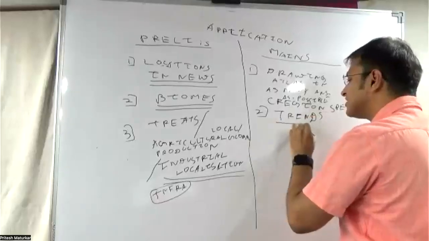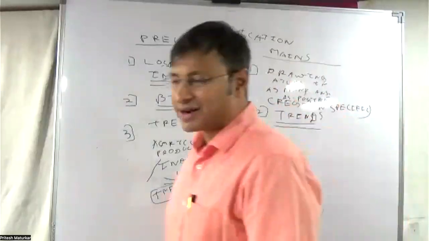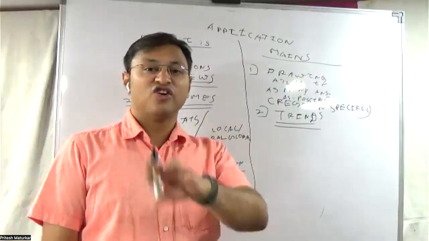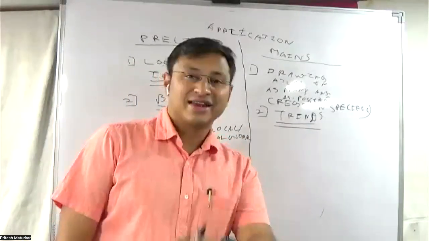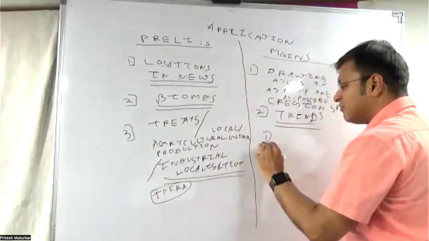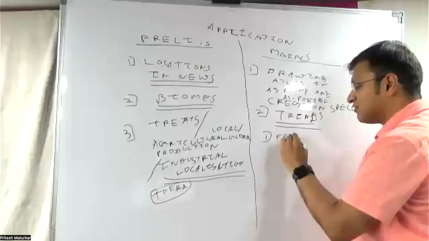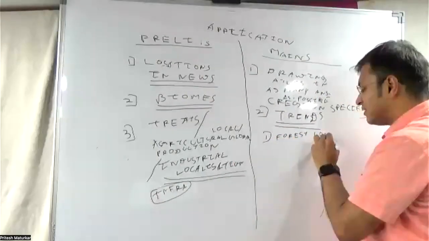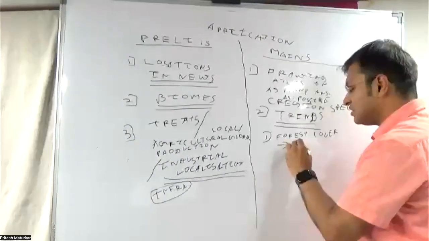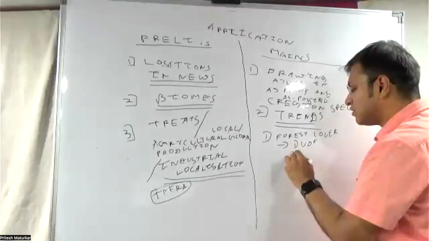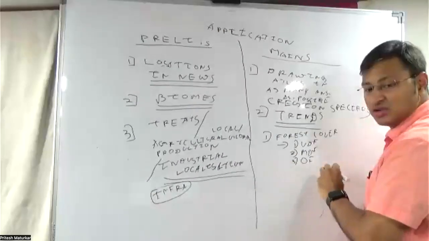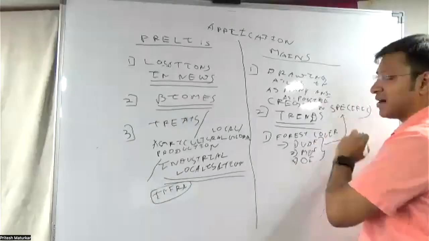Trends. Aap puchoge ki sir trends kaise dikhaye hum log. Okay, what should be the trends? So let's say if you are having trends with regards to the changing forest cover of India, with regards to the threats to Himalayan ecosystem. So aapko atlas mein dikhana padega ki forest cover India mein kaisa kaisa hai. If I'm discussing forest cover, you have three parameters. You have very dense forest. Number two, moderately dense forest. And number three, open forest. So ye trends aapko atlas mein show karni padegi.